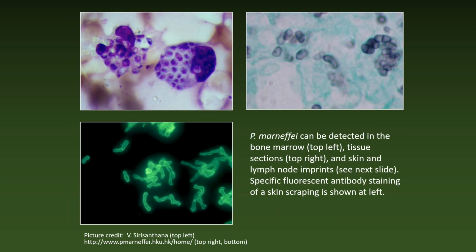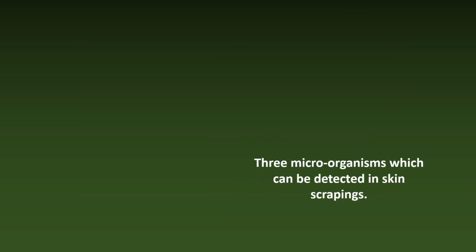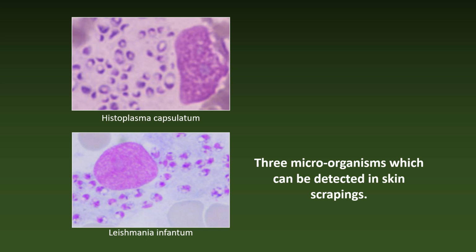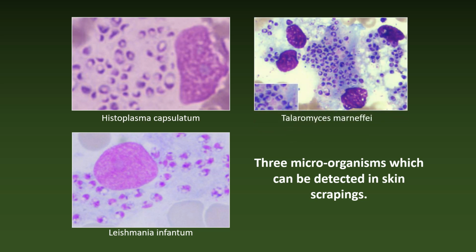T. marneffei can be detected in the bone marrow, top left, tissue sections, top right, and skin and lymph node imprints. Specific fluorescent antibody staining of a skin scraping is shown at left. Three microorganisms which can be detected in skin scrapings: Histoplasma capsulatum, Leishmania infantum, and Talaromyces marneffei.